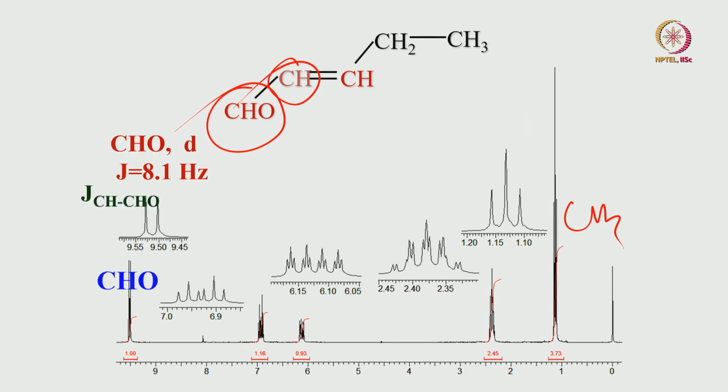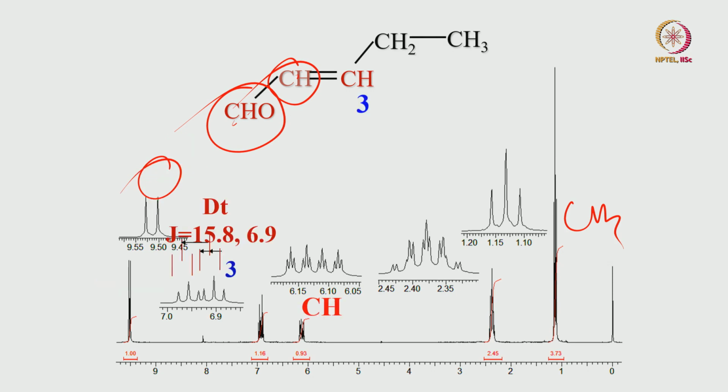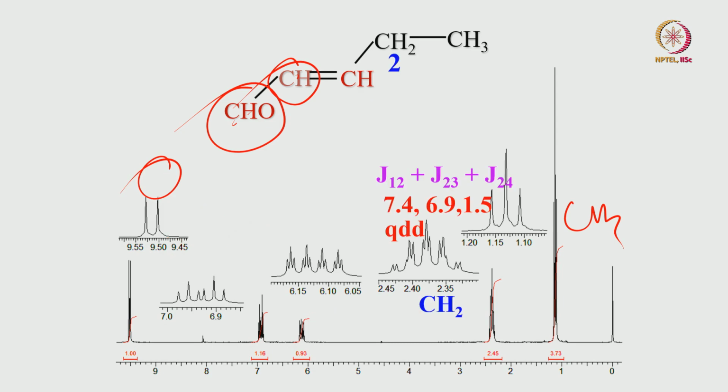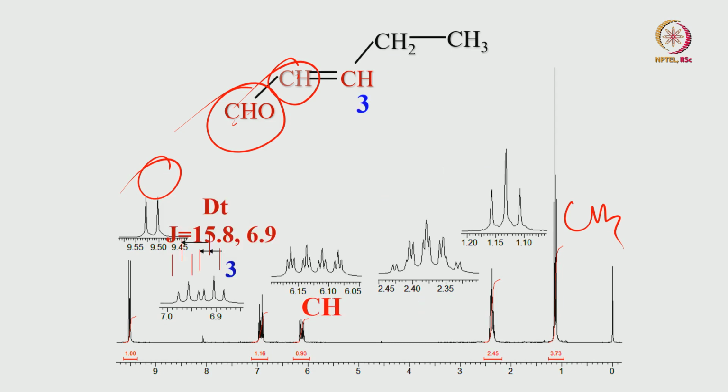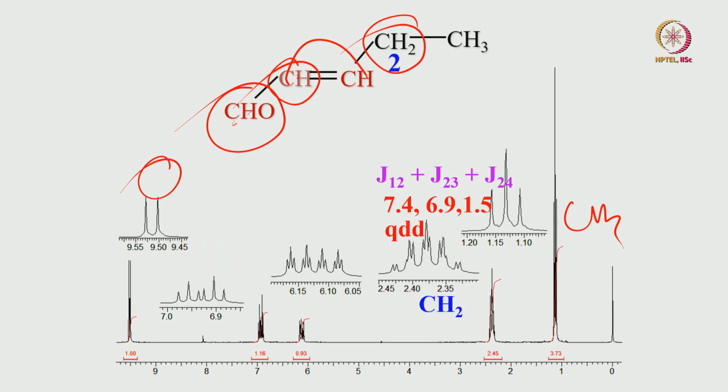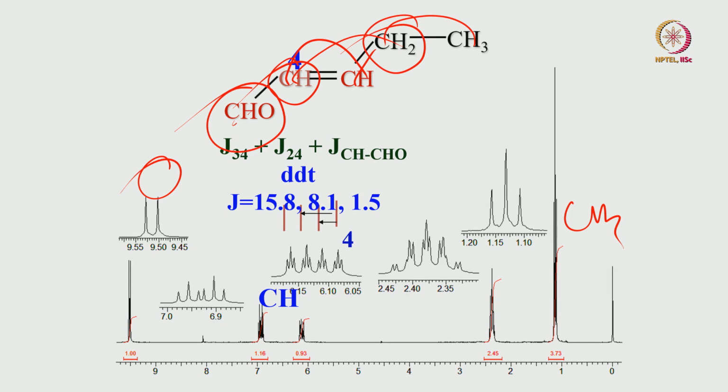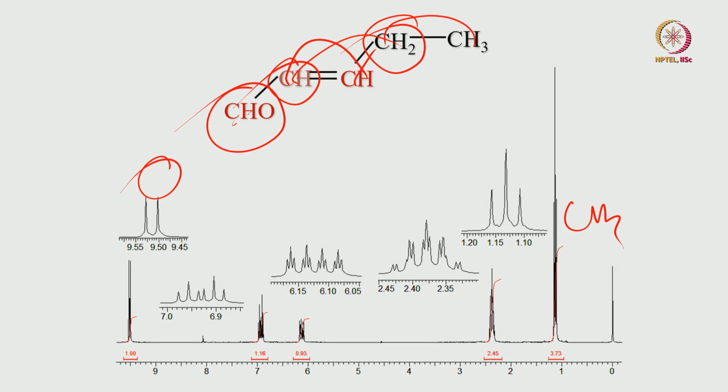Okay. See, this is CH3, this CHO is a doublet with a coupling of the order of 8.1 Hertz between CH and CHO. And go to proton 3, this I will say is proton 3. Why? This proton 3 is a doublet of triplet. Very easy, because it is a doublet because of this, and each doublet is a triplet because of this. So that is proton 3. What about this one? A complex pattern is there. This can experience coupling with this, and also there is a long range coupling with this.